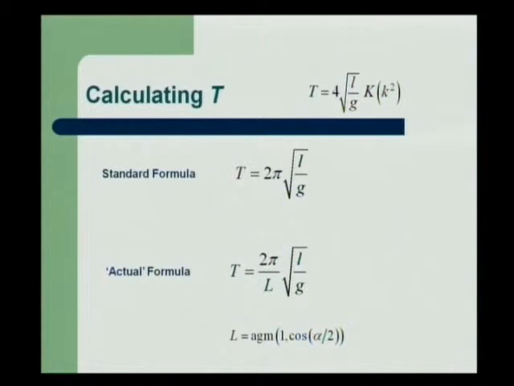If we compare the standard formula with the actual formula, we can see that the two are strikingly similar. In fact, the actual formula is basically the standard formula divided by the arithmetic geometric mean of 1 and the cosine of alpha over 2.